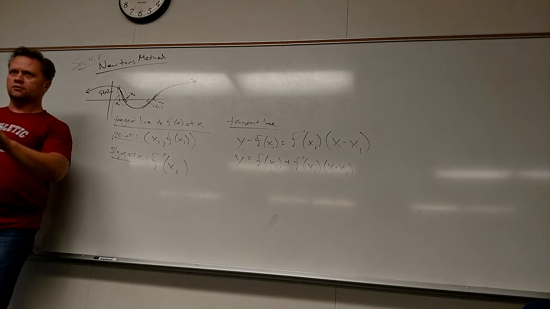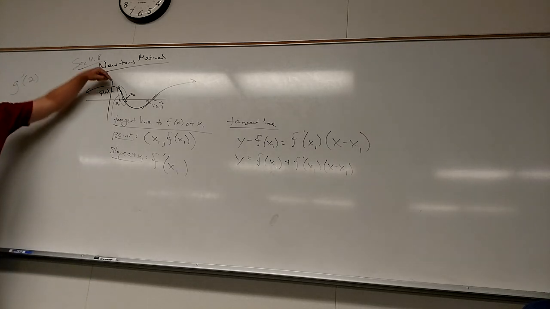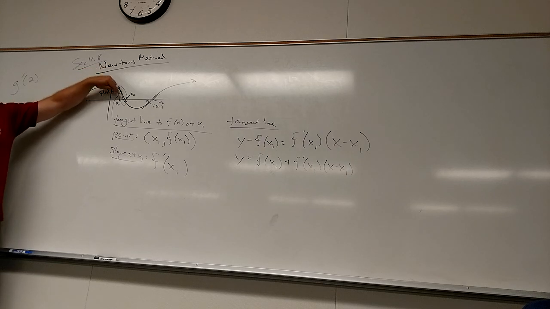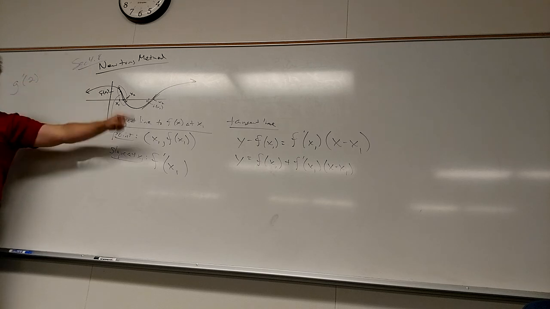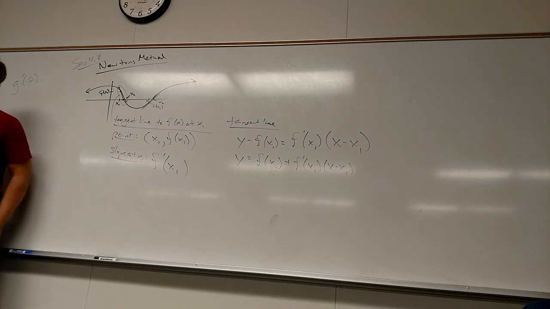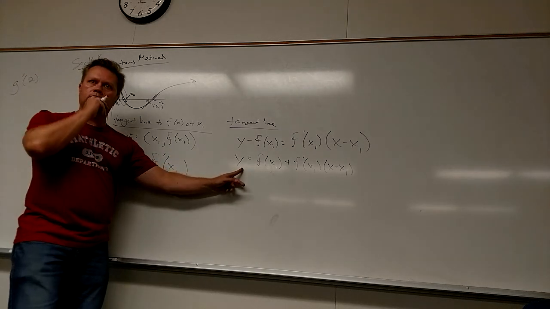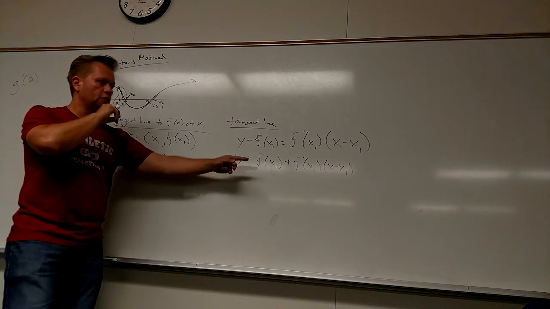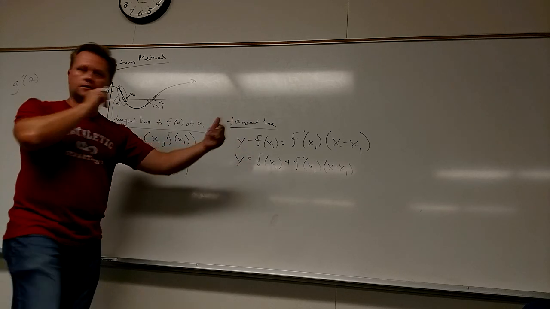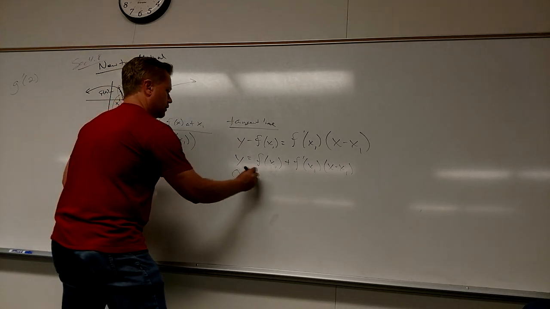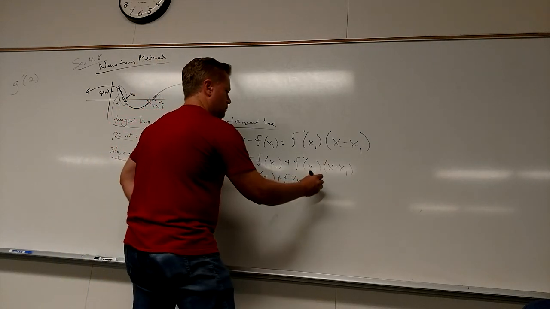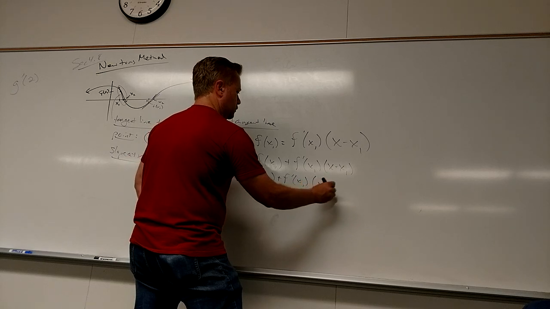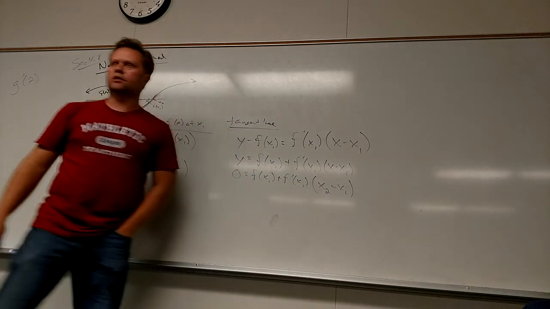Everything we've done is old news. Now I want to find the x-intercept of that tangent line. How do I find the x-intercept? Plug a 0 in for y and solve for x. So 0 equals f of x1 plus f prime of x1 times (x minus x1). I'm going to call my x-intercept x2. That's my second guess, right?